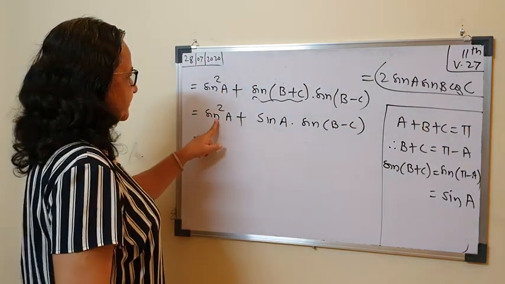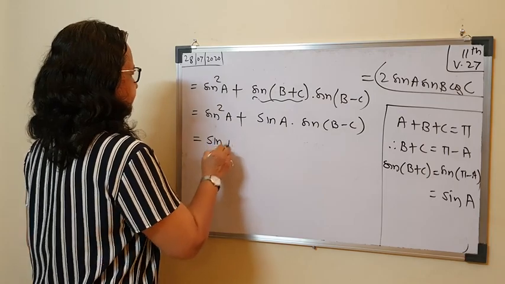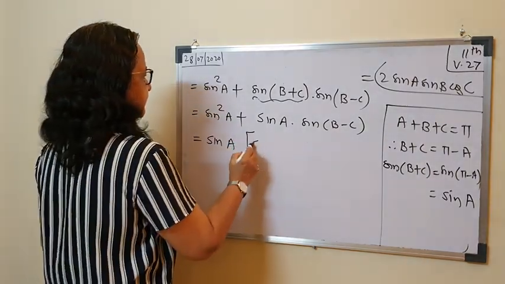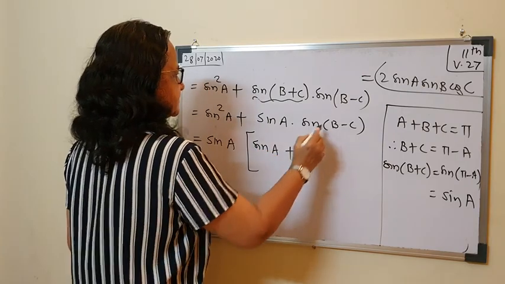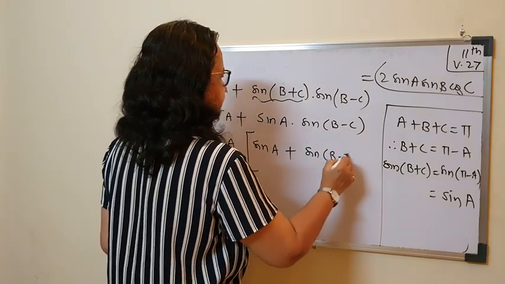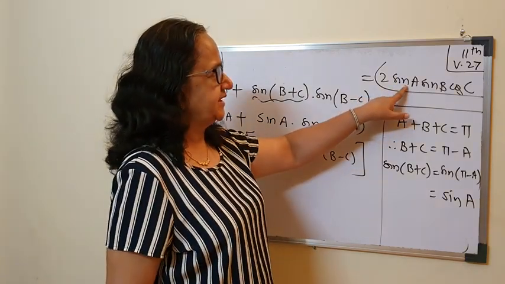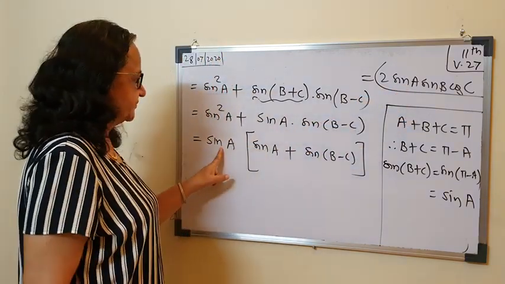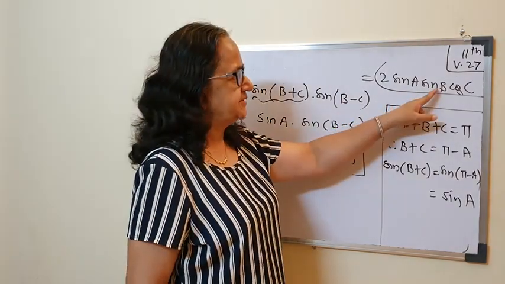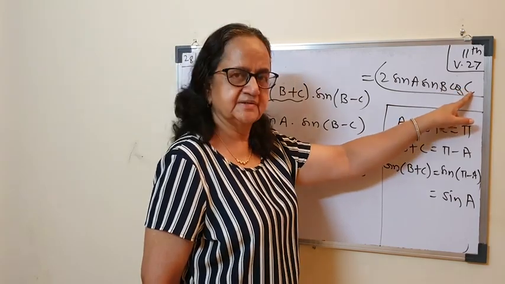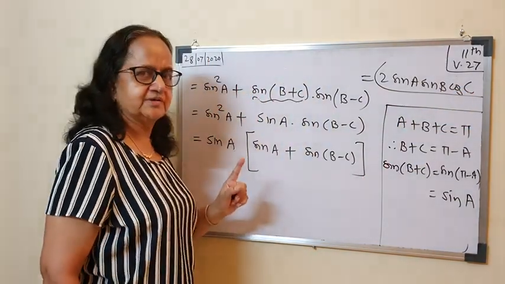Sine A is a common factor, so take sine A common. What is inside? Sine A from here plus sine B minus C from here. For the final answer, you need sine A, which you got. The other two terms you need are sine B and cos C, so in the bracket you want B and C.